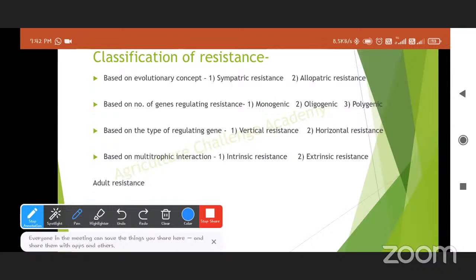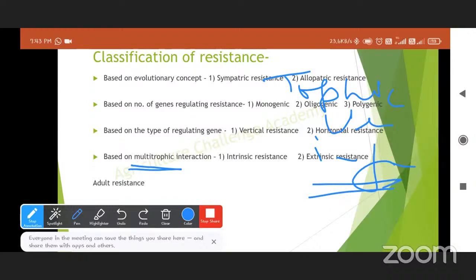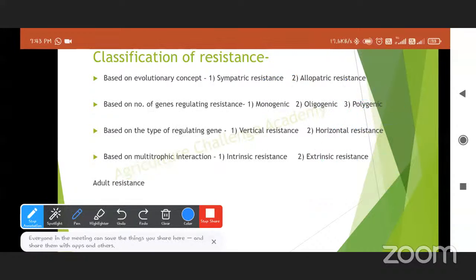And our next, what I was dealing with the last one, the based on multi-trophic interaction. Okay. In multi-trophic interaction, there are two types, intrinsic and extrinsic. In multi-trophic, see, what does the word multi-trophic mean? You all have studied the trophic levels in food chain. In 11th, 12th, or even lower classes also, we read trophic levels in food chain and food web. Okay. What happens there? There are some levels like primary, then secondary, tertiary, and this kind of levels we will see.